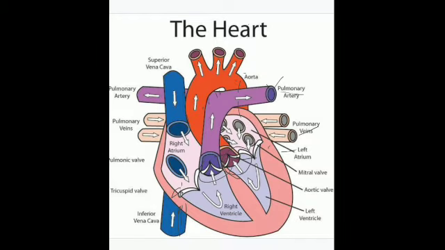Now what happens? The pulmonary artery transports this deoxygenated blood to the lungs. This pumps the blood into the lungs. I'll show the diagram just now. And what do these lungs do? They oxygenate, that is, give oxygen to this blood. Is that clear? The blood becomes oxygenated now.